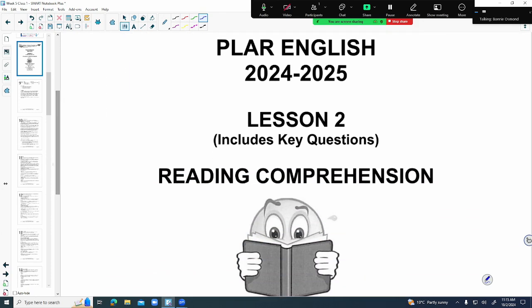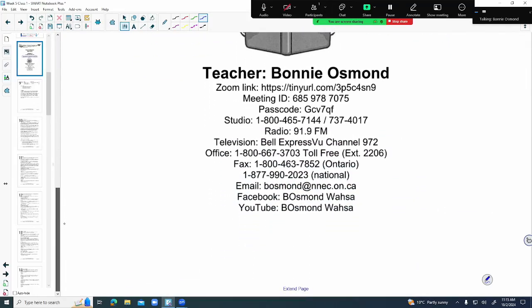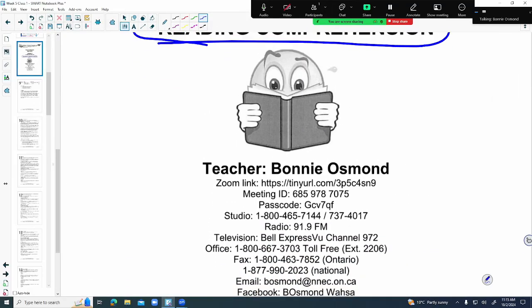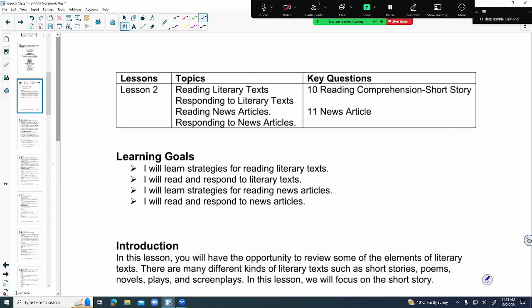So now we're going to start on Lesson 2, and in Lesson 2 we're going to focus on reading comprehension. All my contact information is right there on the front cover, as I've mentioned before. Okay, so Lesson 2. There are only 2 key questions in Lesson 2.